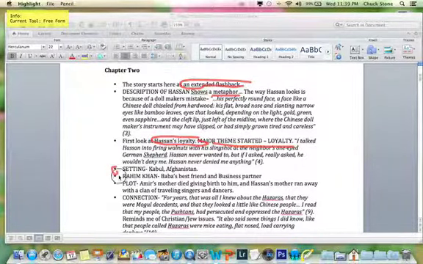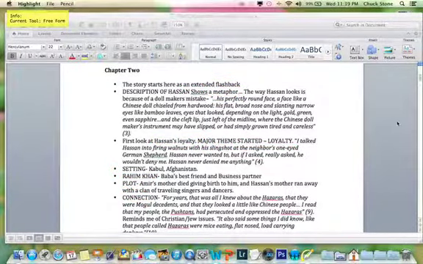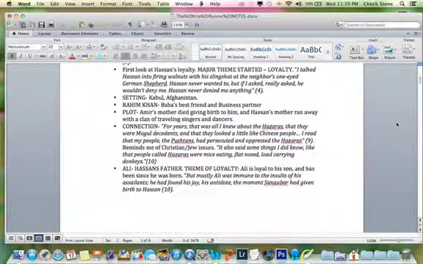Pointing out setting. Rahim Khan, who says that very mysterious, cryptic phrase, "There is a way to be good again," in chapter 1. We have him pointed out here as Amir's father's best friend, plots, the various connections that are made in there. Clear that out. Move further on down.